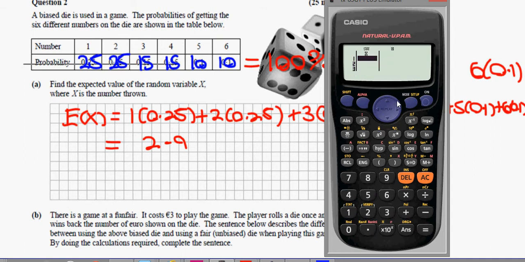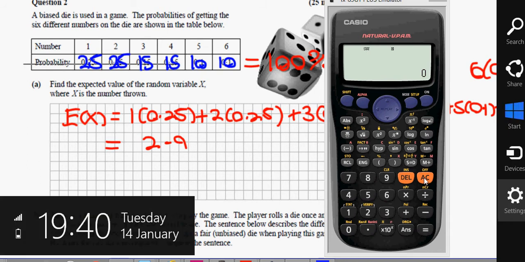Now we need the frequency on. So we go down to stat mode, number 3, put the frequency on, and try it a different way. Okay, so stat, one variable, and this time we have the frequency. We have 1, 2, 3, 4, 5, and 6, and this time 25, 25, 15, 15, 10, and 10. Okay, close it off. Now let's figure out what the mean is.